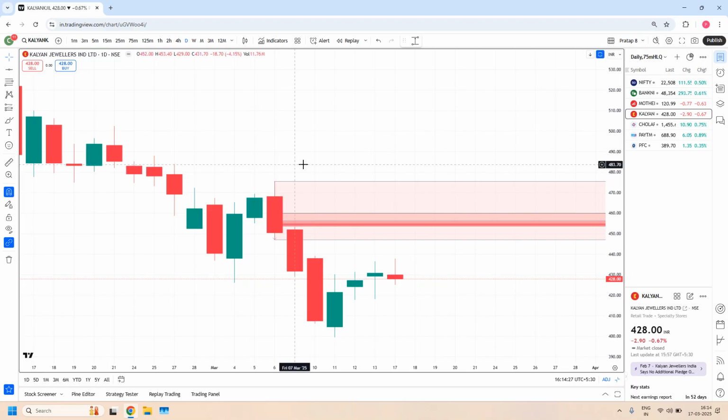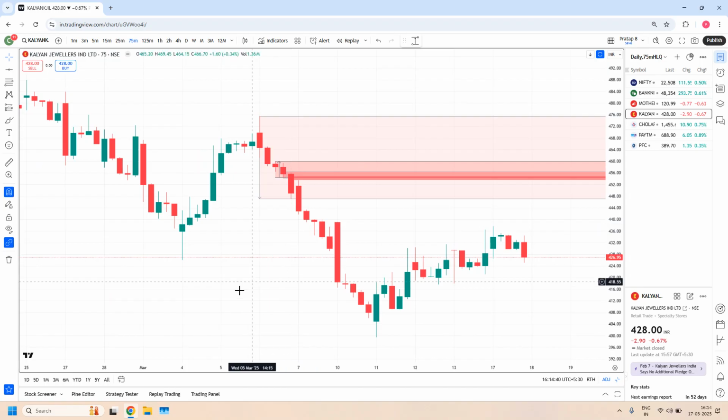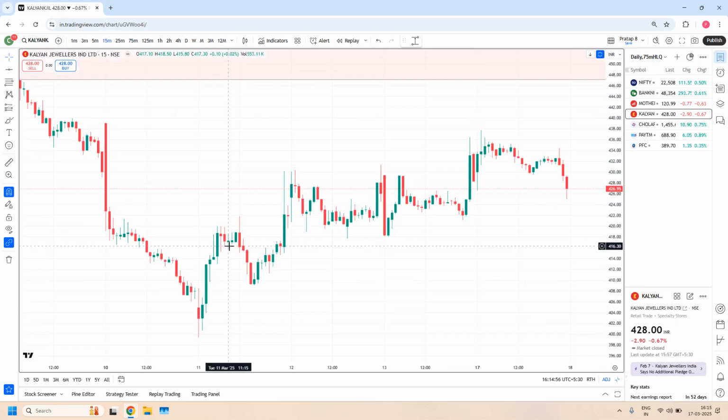Okay, this is about Kalyani Jewelers. Sorry, this is how our software identified it. So within this area, I fine-tuned with the 75 minutes time frame. In the 75, you see, you have a drop. Here, balance is taking place. In this candle, imbalance is taking place, and see the follow-through candle. This is the drop-base-drop way. So within this 75 minutes area, I identified a 15 minute zone.